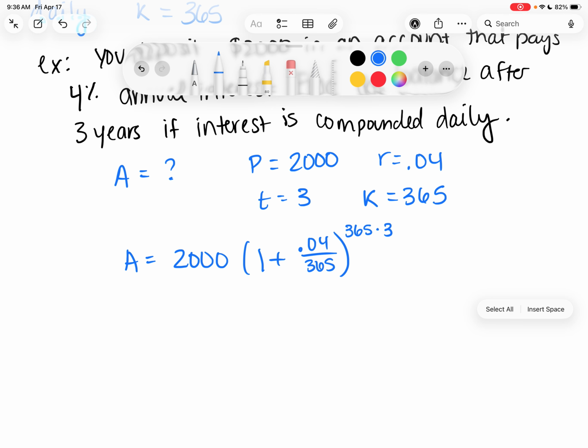Wow, that's a big number. I like it when we get to use calculators. Is that money? Yep. $2,254.98.